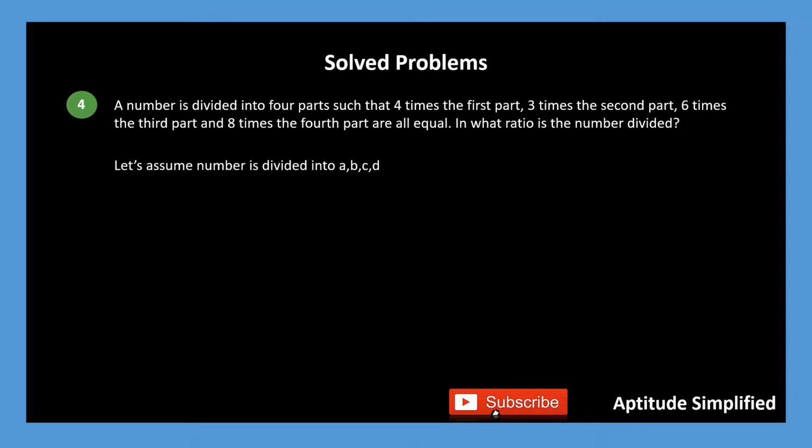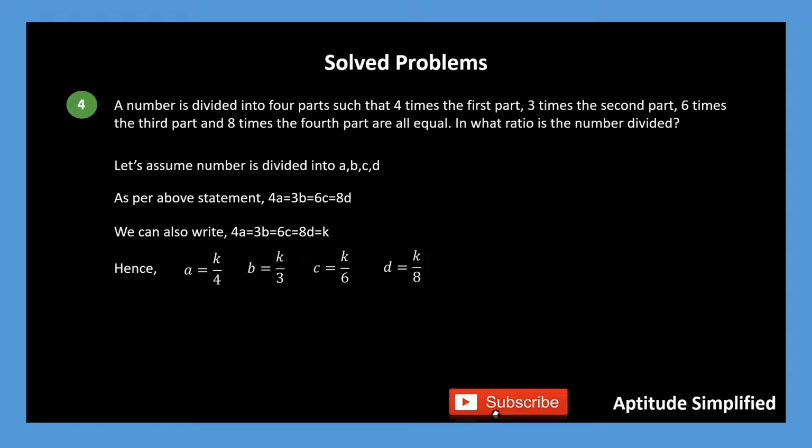If we assume that the 4 parts are A, B, C, D, and 4 times A is equal to 3 times B is equal to 6 times C is equal to 8 times D, and since this is equality, we can also assume that these are all equal to a constant value K, so now we can write A is equal to K by 4, B is equal to K by 3, C is equal to K by 6, D is equal to K by 8.